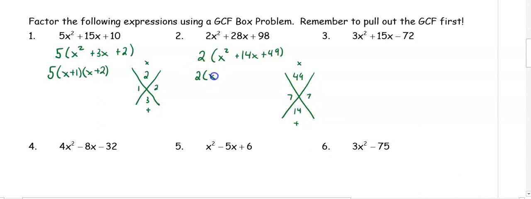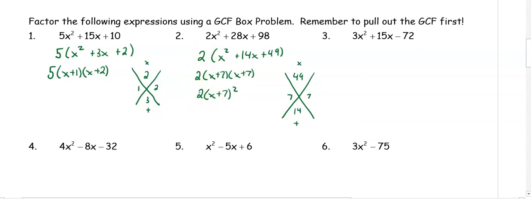So we have 2 times x plus 7 times x plus 7. Remember, if it's the same, we can write it as x plus 7 to the squared power. Don't forget that your GCF needs to stay in front at all times.